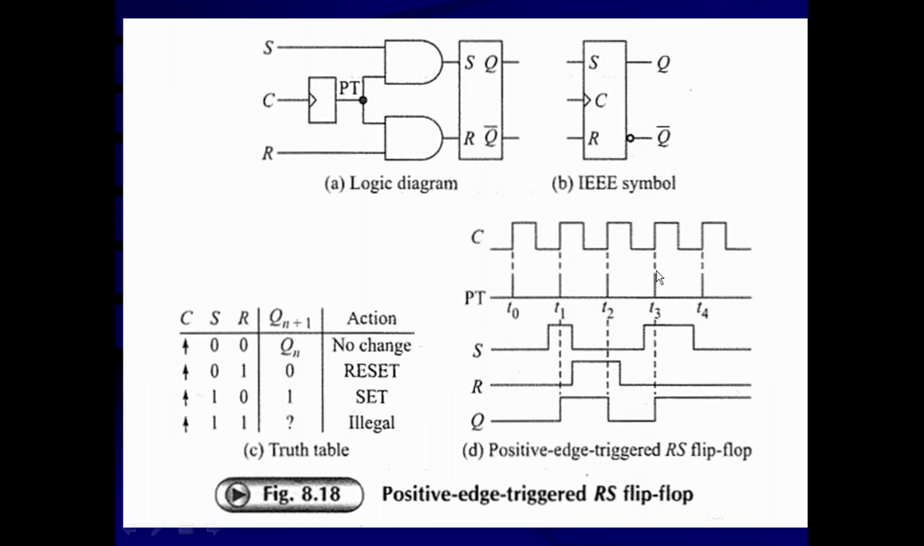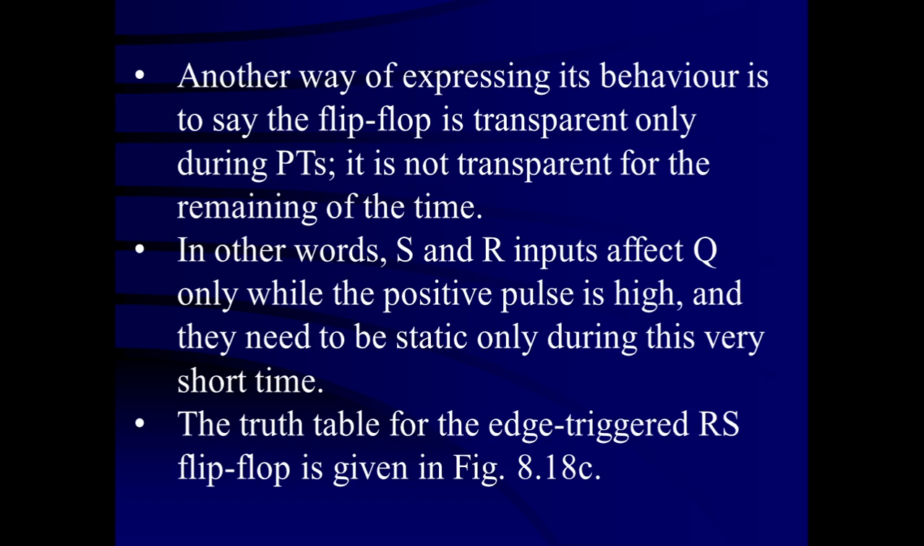Similarly, at time T3, again S is equal to 1, R is equal to 0. That means the set condition is present. So when this positive edge occurs, the flip-flop is set and Q changes from 0 to 1. At time T4, S is equal to 0, R is equal to 0. That means the no change condition is present. So even though a positive edge occurs at time T4, the output does not change. Output was 1, it remains 1. This is the way we can explain the behavior of the flip-flop.